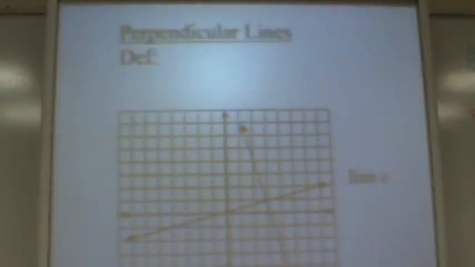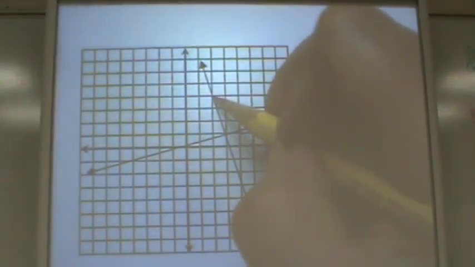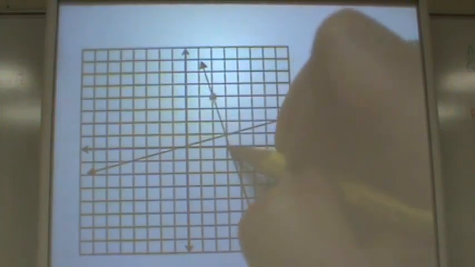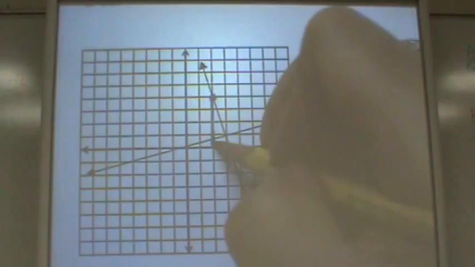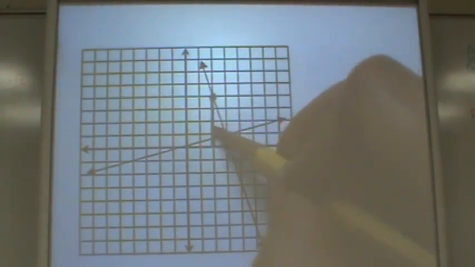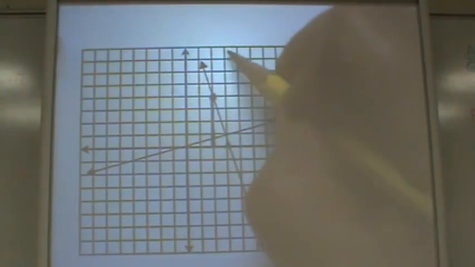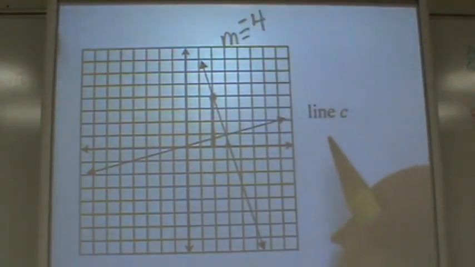For perpendicular lines, if we look at the slope of these two, if we pick 2 points and do the rate of change for this line, line D, we have 1, 2, 3, 4 over 1. So the slope of this is 4, and because it's going down, it's negative 4.